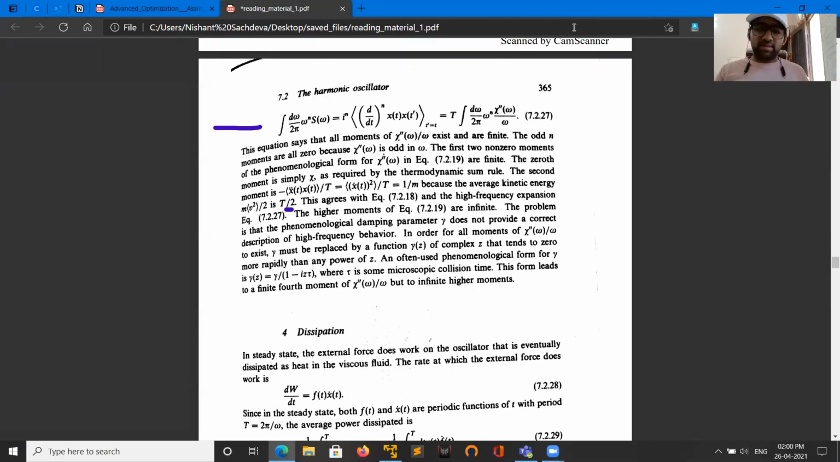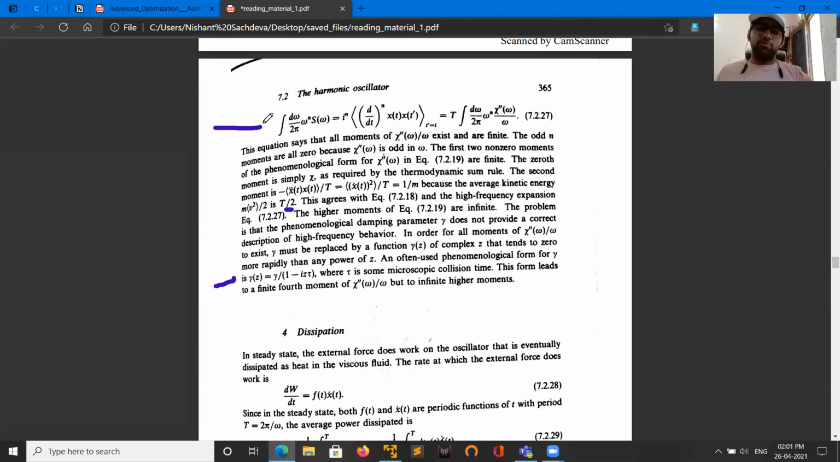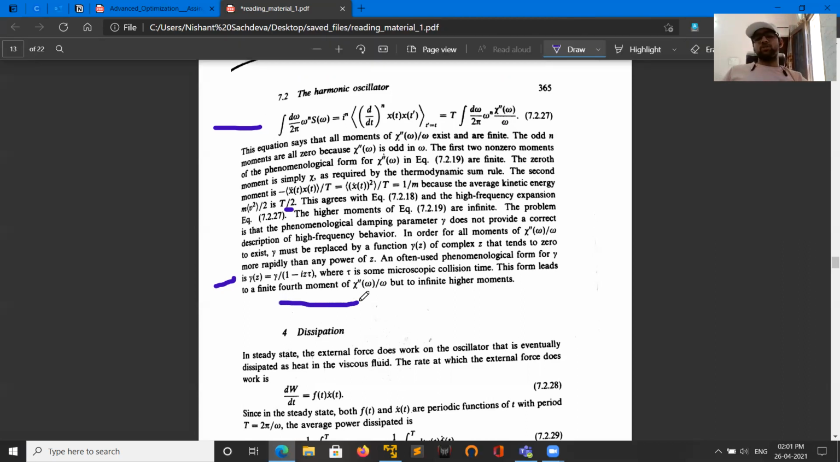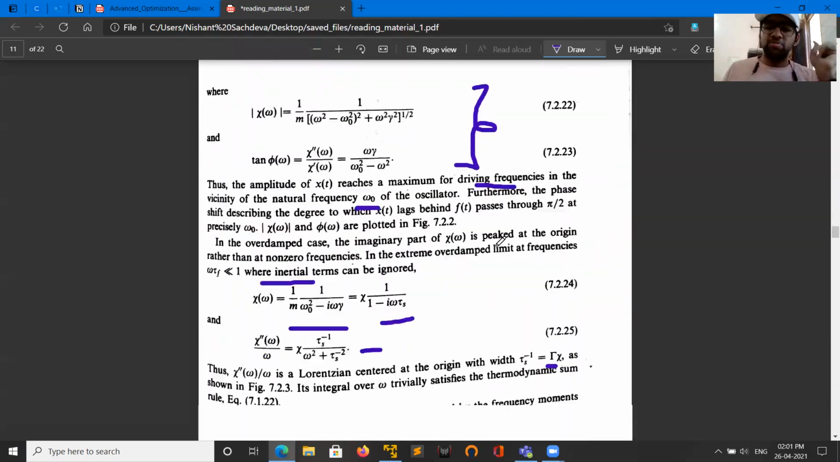But for now, let's just revise the last part that we did. The phenomenological damping parameter gamma did not provide a correct description of the high frequency behavior, so we replaced it with gamma of z, where the complex z tends to 0 faster than any power of z. That's how this function came about. A very commonly used form is this function over here, where tau is the microscopic collision time. This form leads to a finite fourth moment of x double dash of omega by omega, but to infinite higher moments. This is slightly complicated. It's okay if you don't understand it. We will attach material along with it. Don't worry.